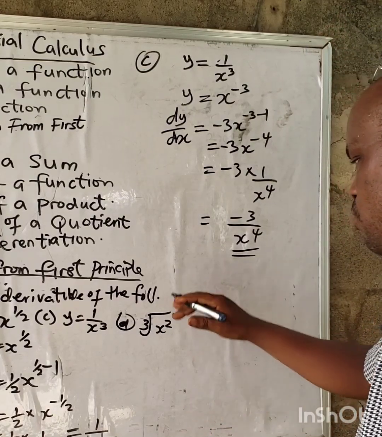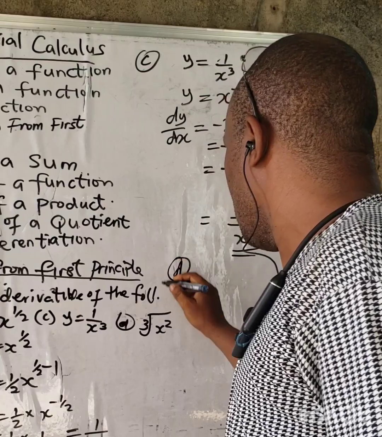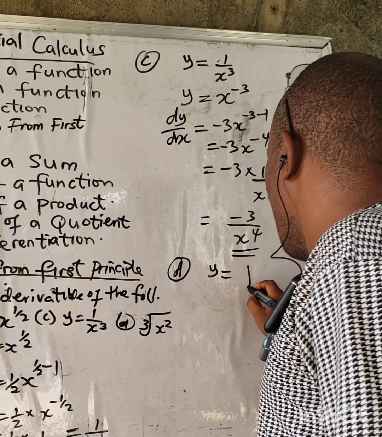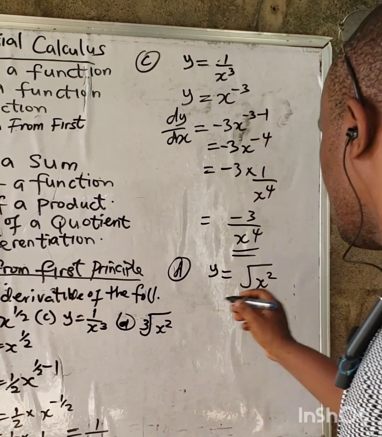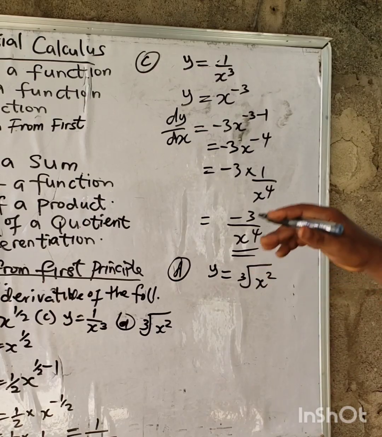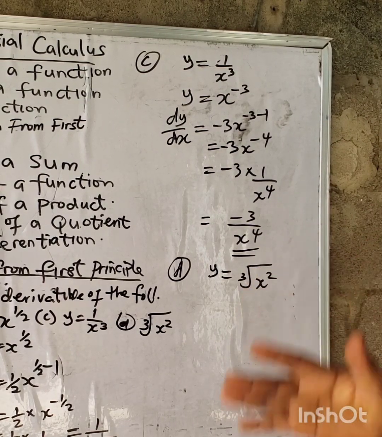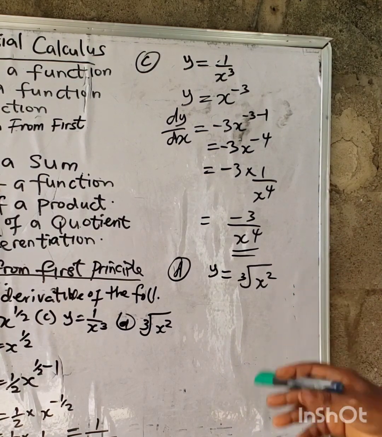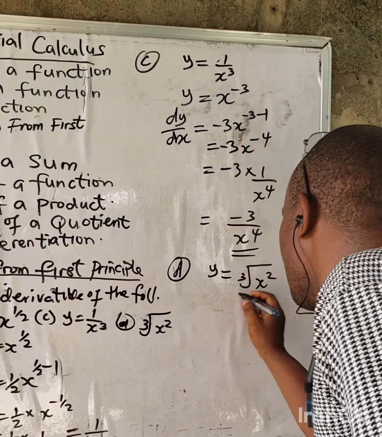This is our final answer. We still have another question, that is D. That one is y equal to cube root of s squared. This 3 here means cube root. How do we do this? This is very simple. If you don't know indices, it is better to tell me, and I will teach you indices. Here we are going to apply the indices rule.